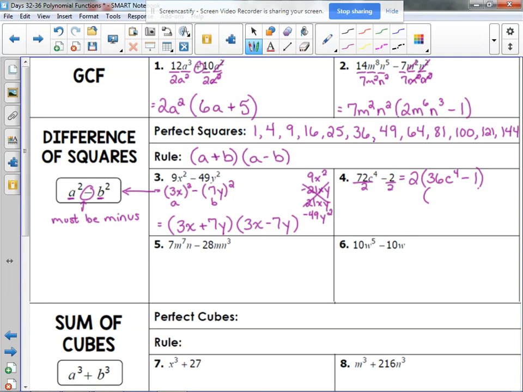So, let's rewrite those. 6 squared is 36. C squared is c to the 4th. Because when you raise a power to a power, you multiply. Power to a power, you multiply. So 2 times 2 is 4. So 6 squared is 36. C squared, 2 times 2 is 4. And obviously 1 squared is 1. So this is our A, this is our B. We gotta keep that 2 in front. If you have a GCF, you gotta bring it down. You can't just leave it out. So we've got 2 times 6c squared plus 1 times 6c squared minus 1.